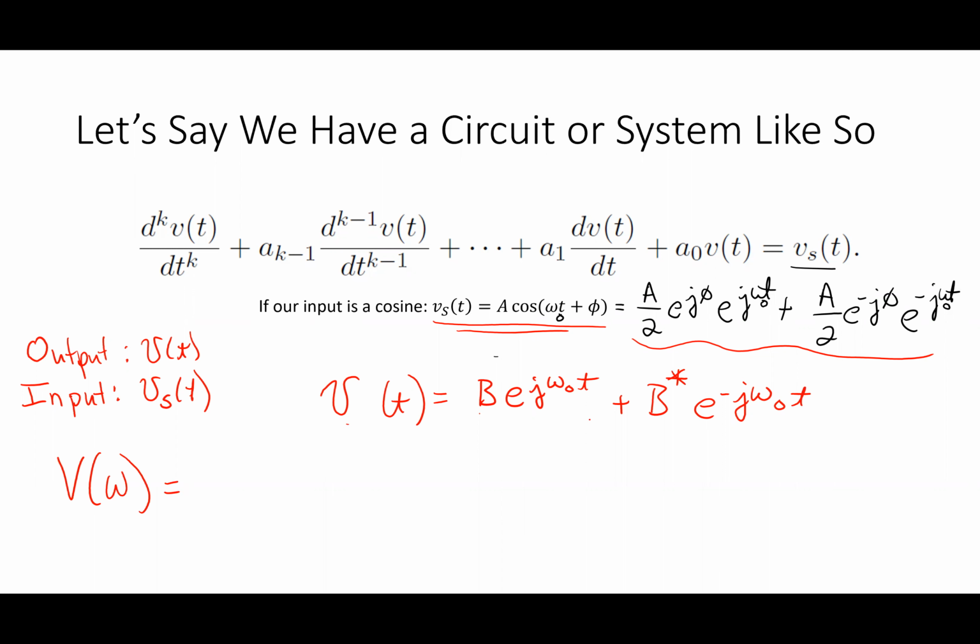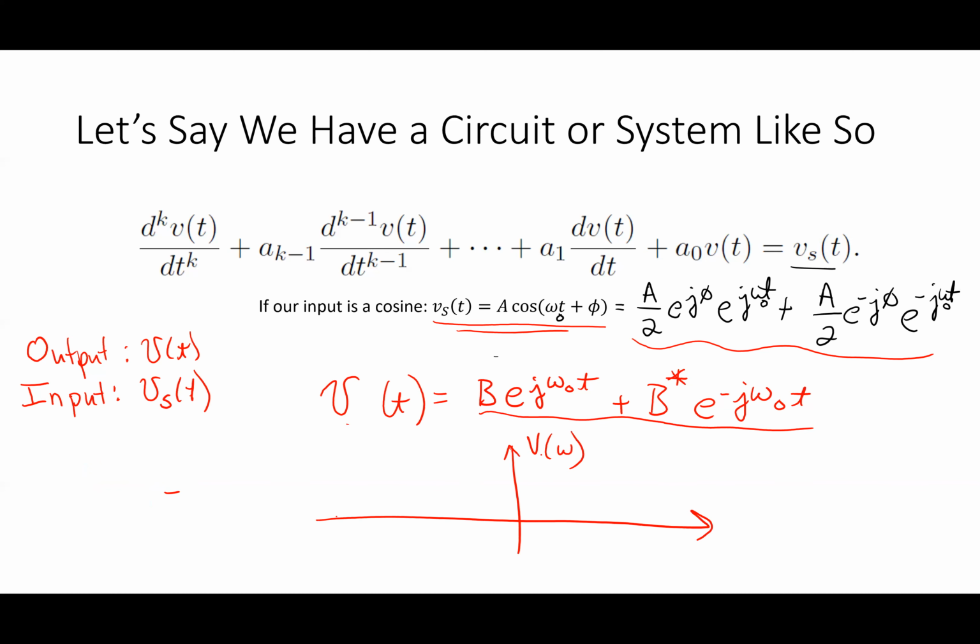If I gave you this right here, and I said, give me the Fourier transform of that thing, what would it be? I mean, maybe I should graph it first, right? So if I said, what does V of omega look like? What would V of omega look like for this thing? First of all, can I plot V of omega? I can't, right?